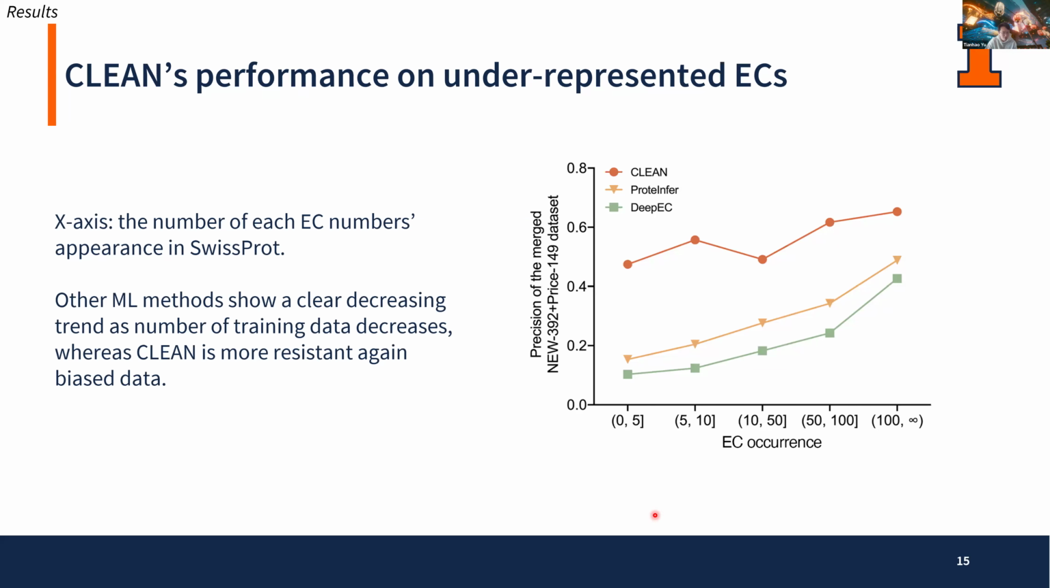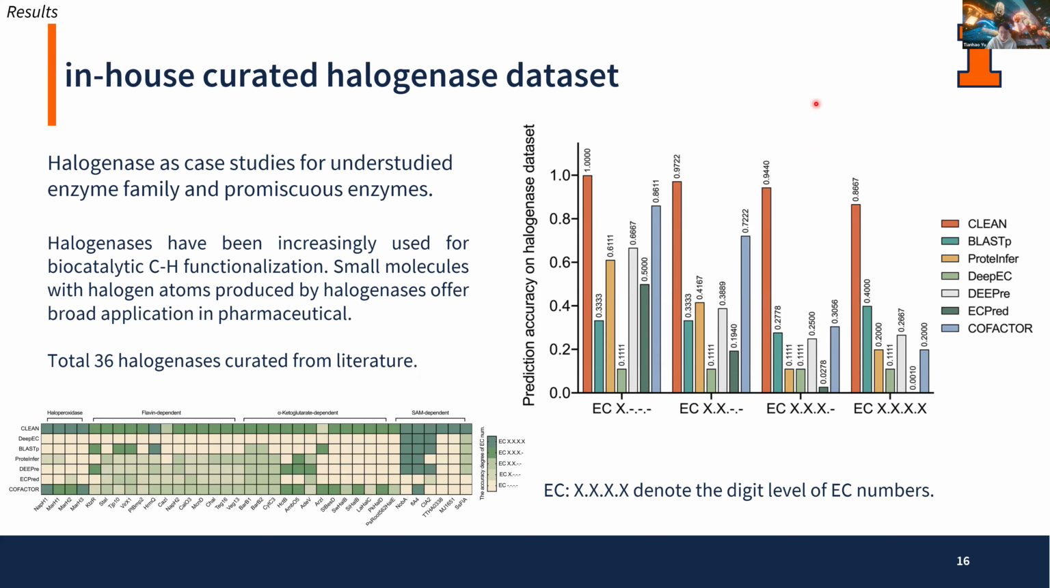After talking about some of the in silico evaluation we have done for CLEAN, we have also performed some in vitro studies to test how CLEAN will perform on a real life data set. Essentially, we picked halogenase, this family of enzymes, as our proof of concept or case study. Halogenase is a perfect case study for us because it is a very understudied enzyme family.